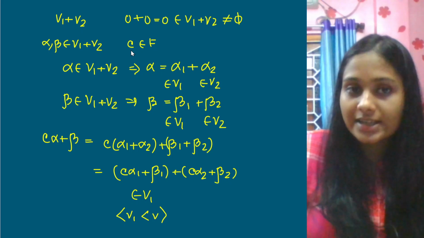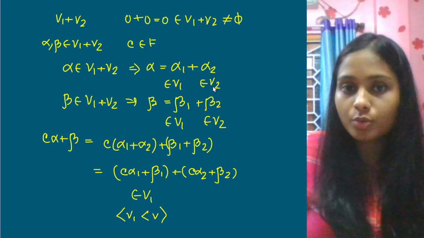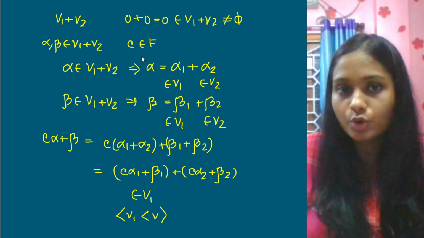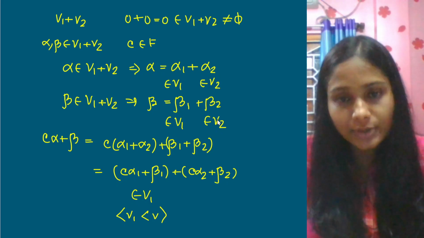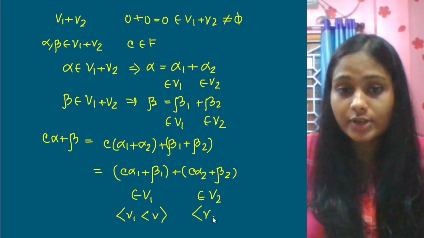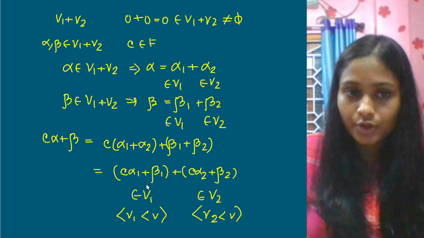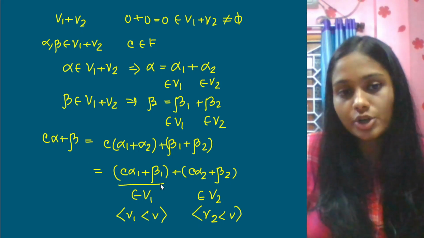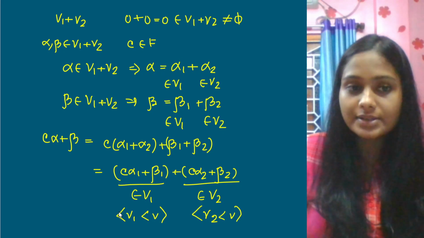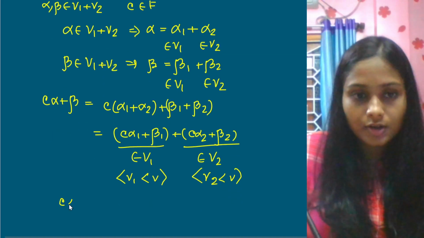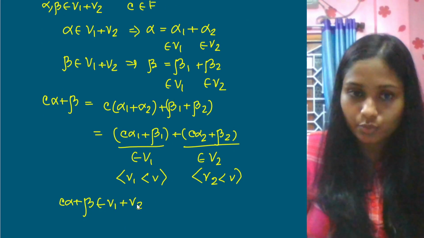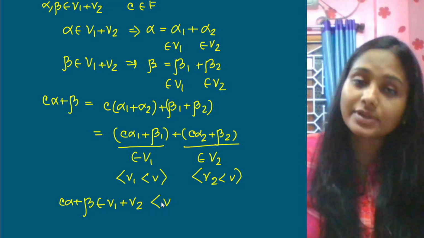Again, C belongs to F, alpha 2 belongs to V2, beta 2 belongs to V2. So C into alpha 2 plus beta 2 belongs to V2. Why? Because V2 is a subspace of V. So clearly this portion belongs to V1 and this portion belongs to V2. So C alpha plus beta belongs to V1 plus V2. So V1 plus V2 is a subspace of V.